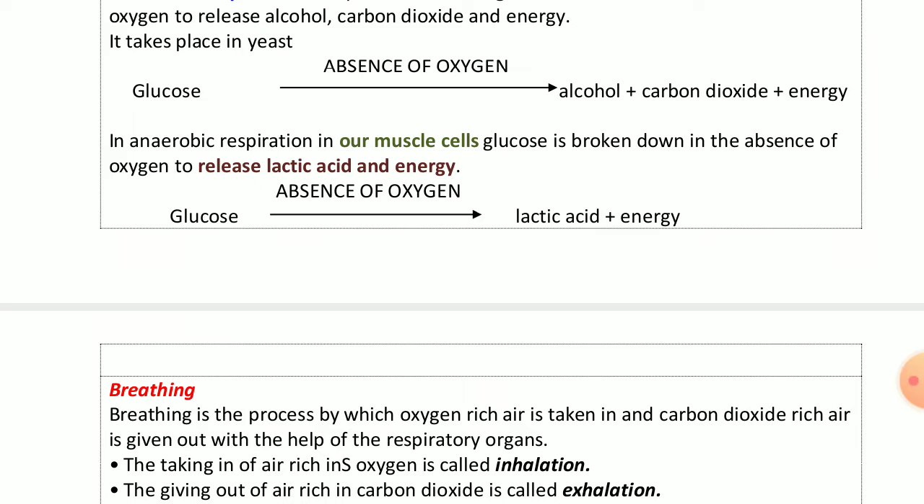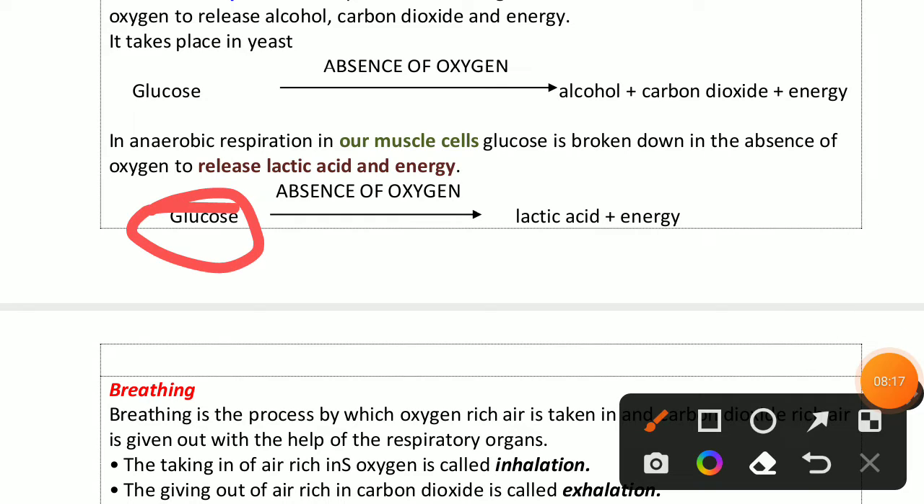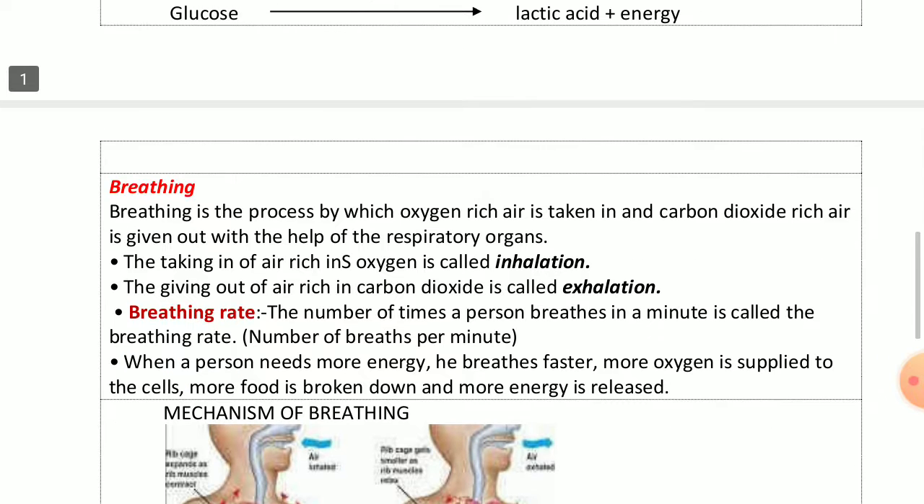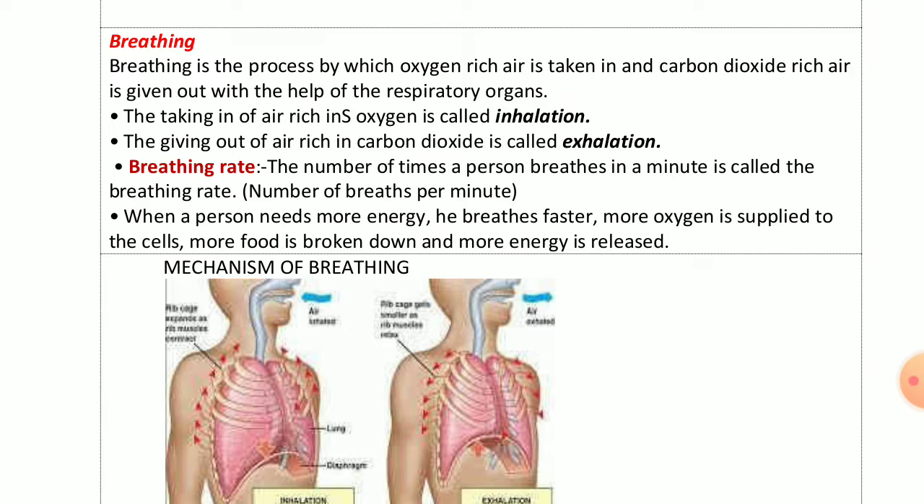That time we need more supply of oxygen. That time the process of anaerobic respiration takes place in the form of glucose. Glucose is the food we eat and it is broken down into glucose. In the absence of oxygen, lactic acid and energy will be produced. Glucose, in the absence of oxygen, gives lactic acid plus energy. This is another process of anaerobic respiration.